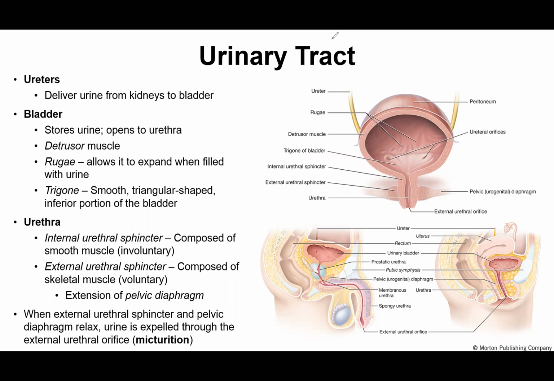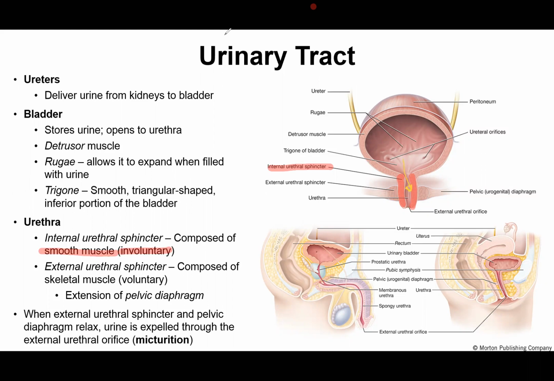The internal sphincter is composed of smooth muscle. And if you guys remember, smooth muscle is involuntary. So if urine wants to exit, say this internal sphincter is sort of stimulated and it relaxes and urine can start to flow outwards.